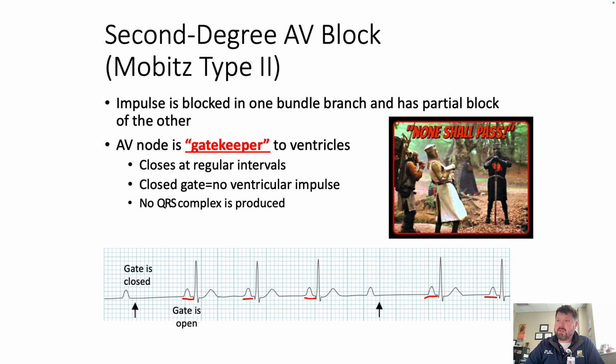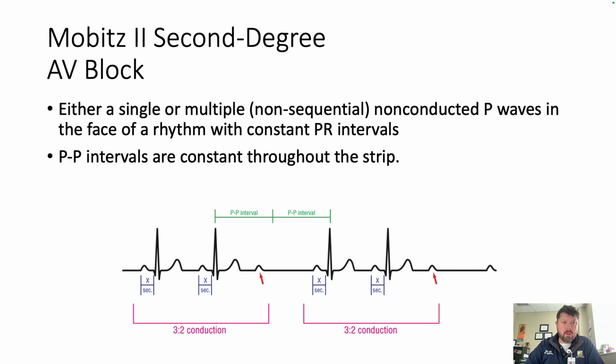So the gate is closed in your first complex, the gate is open, the gate is open, the gate is open, but look, the gate is now closed again. Either single or multiple non-sequential, non-conductive P waves in the face of the rhythm with constant PRI intervals is characteristic of this strip. P to P intervals are constant throughout the strip. Remember, the SA node or the atrial conduction is continuing to conduct at a regular rate. It's the AV node or the AV junction that's not allowing the conduction to go through.